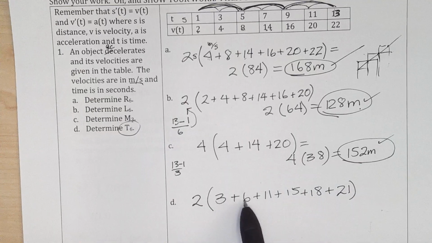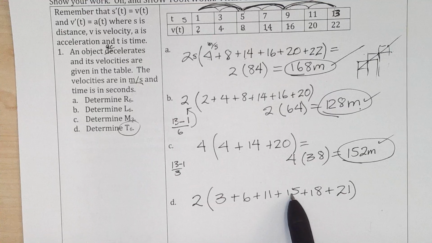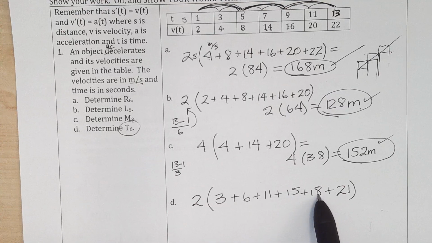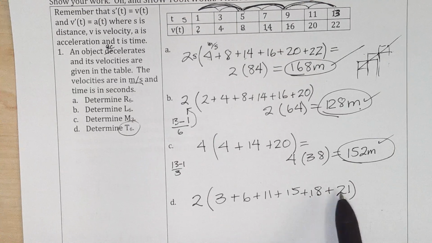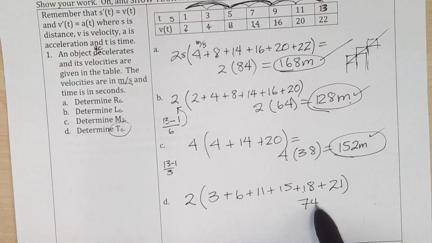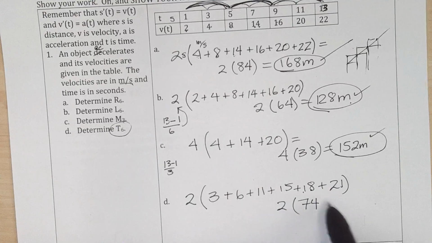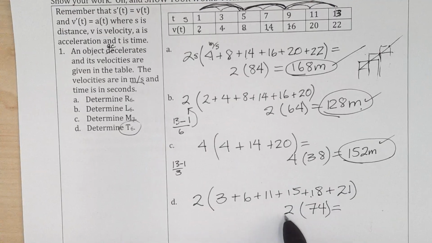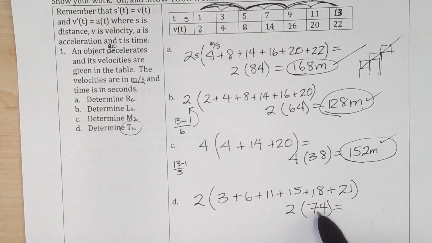And 3 and 6 is 9, plus 11 is 20, 35, 40, 35, 45, 53, 54, 74. Which is 148.